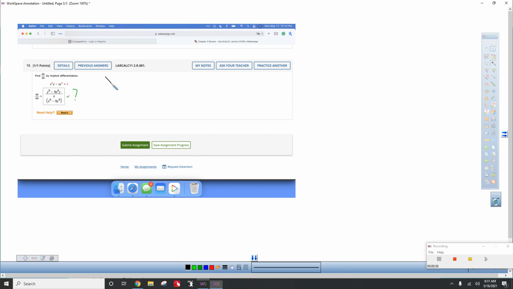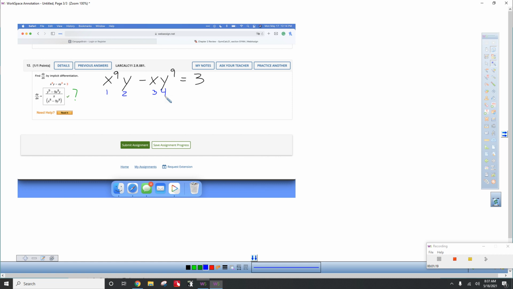We've got x to the 9th y minus x y to the 9th equals 3. We're going to take the derivative of both sides with respect to x, but what I want you to understand is that this is one function, that's two functions, that's the second function, that's the third function, and that's the fourth function. So we're going to have to use the product rule on both of these terms, okay?